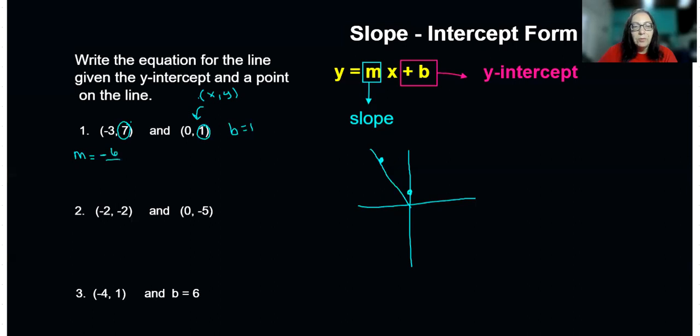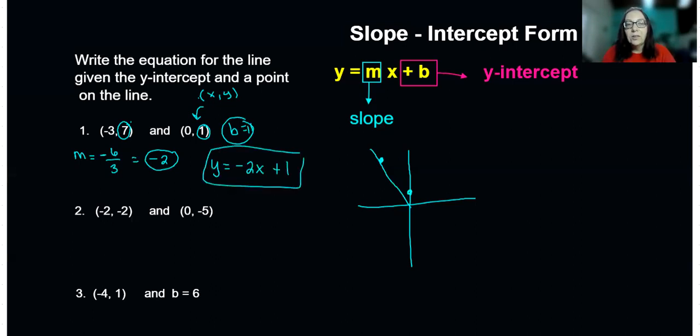How far is it from -3 to 0? That's 3 units. We don't have to worry about the sign because we already know the slope is negative. So 6 divided by 3, 2. So now we've got m and we've got b. We can write our equation. Y equals mx plus b. And you're done.